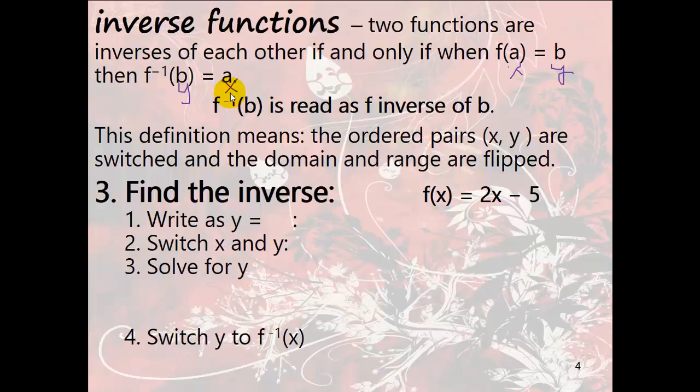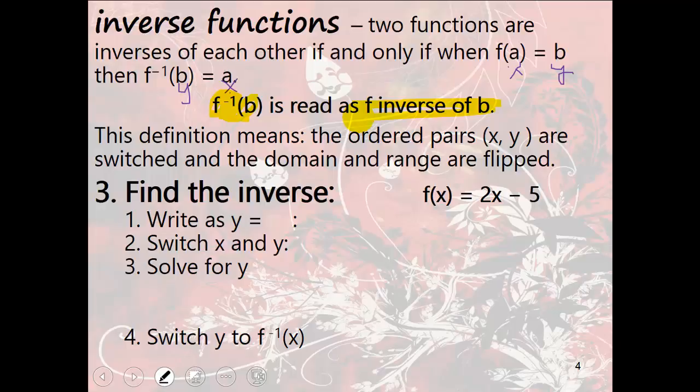This symbol, f^-1, is read f inverse of b, or it could be f inverse of x. So don't think of it as 1 over f. It's the inverse. It's the switching of the domain and the range, switching of the ordered pairs, switching of the x's and y's. So to do this, we're going to start with an equation, and the equations are going to be in function notation. So this first step is just to make our life a little bit easier.